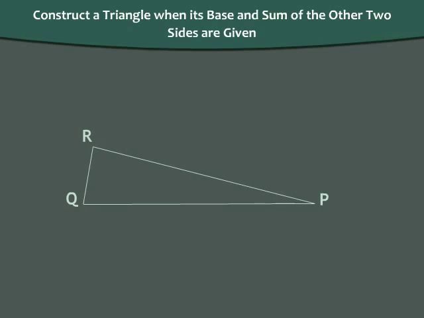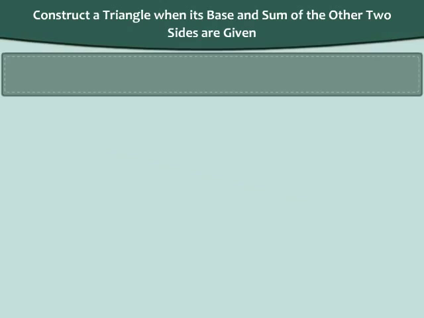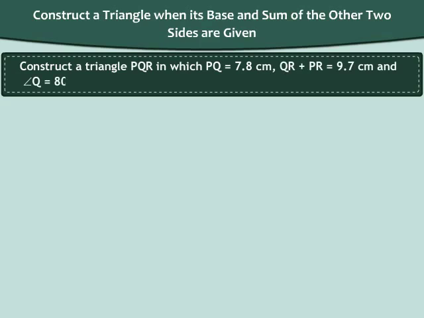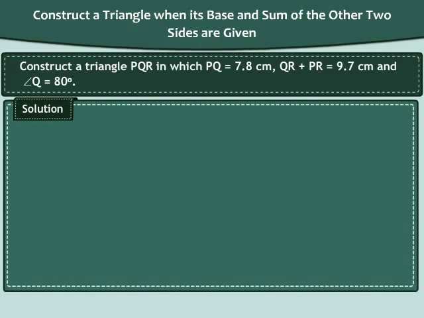Let us construct a triangle when its base, sum of the other two sides are given. Construct a triangle PQR in which PQ is equal to 7.8 centimeters, QR plus PR equal to 9.7 centimeters, and angle Q is equal to 80 degrees. Solution. Let's construct it step by step.